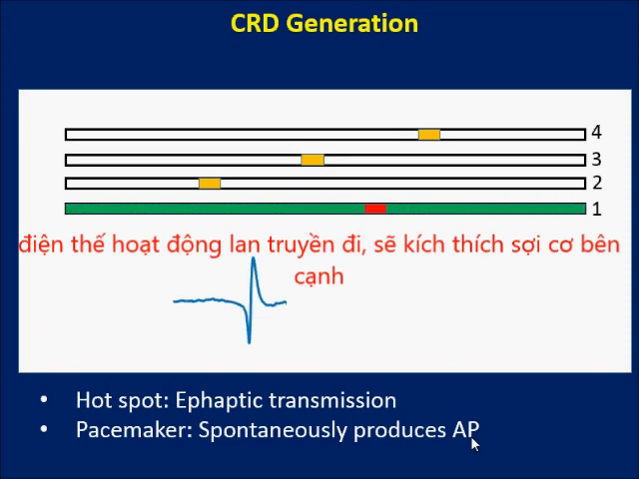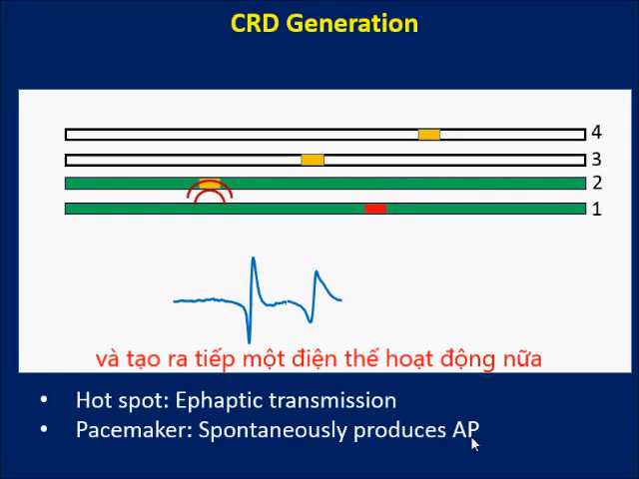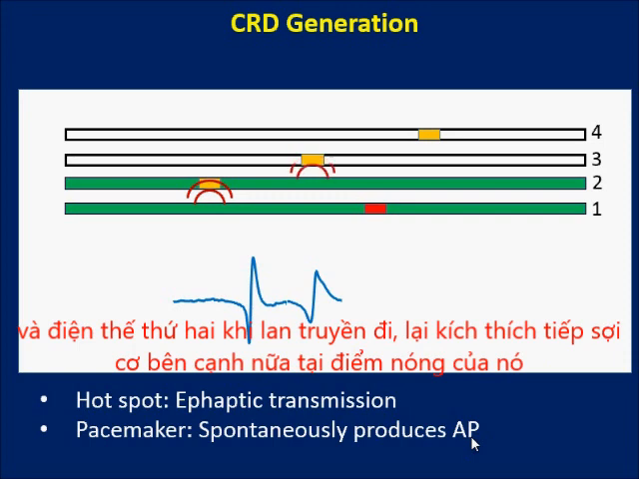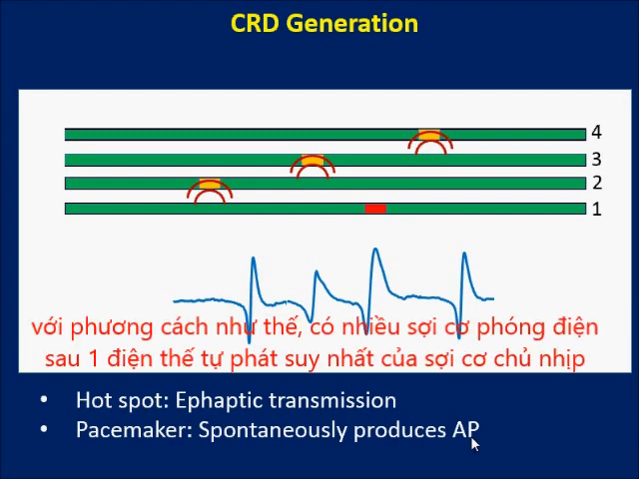As its action potential moves towards the tendons, it activates the neighboring fiber at its hotspot, and it produces an action potential. As this action potential propagates towards the tendons, it will activate another neighboring fiber at its hotspot, and that in turn will activate another neighboring fiber to produce an action potential. In this manner, more and more muscle fibers can produce action potentials following a single spontaneous discharge of the pacemaker.